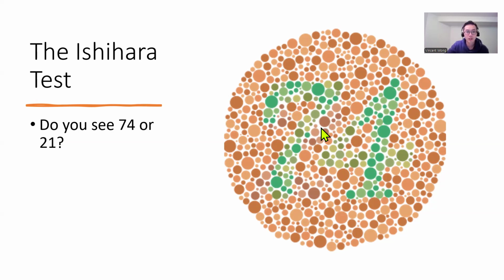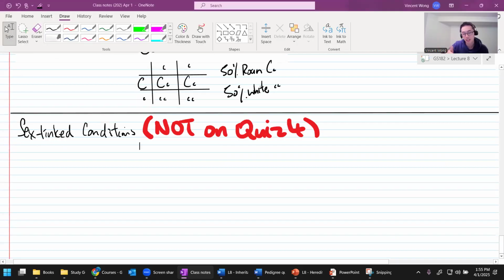This is called the Ishihara test. It's for testing for color blindness. Okay, red-green color blindness. People cannot distinguish between red and green. There are other forms of color blindness as well.